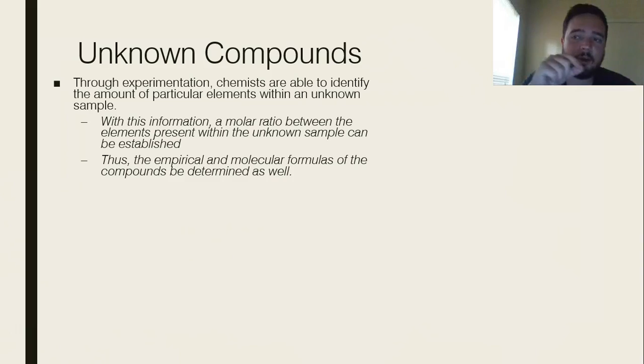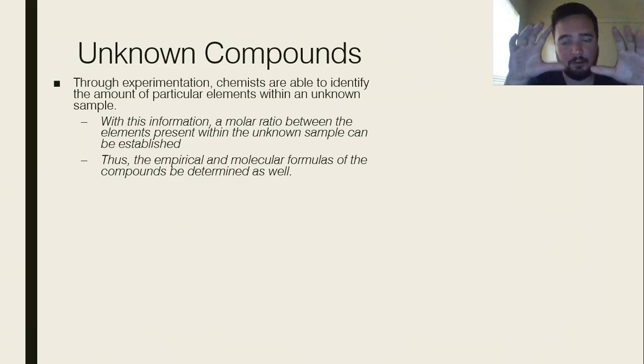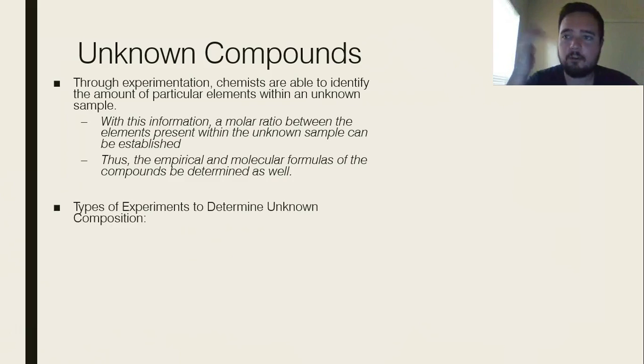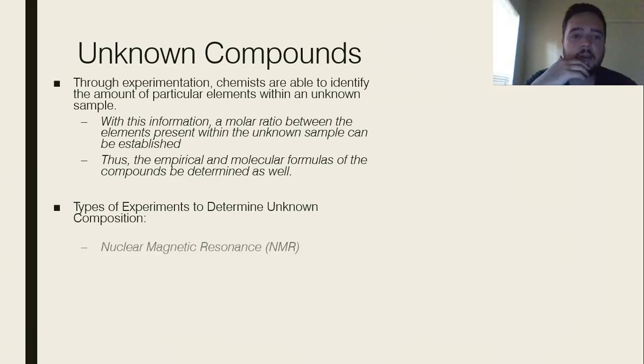So with this experimentation, we can actually identify unknown compounds by just knowing how many atoms of what are in the sample, and we can determine empirical formula, and if we weigh that sample, we can determine the molecular formula of it as well. So types of experiments, just for the heck of it, that we can use to determine if you go on further into science, these are the type of experiments that you can do.